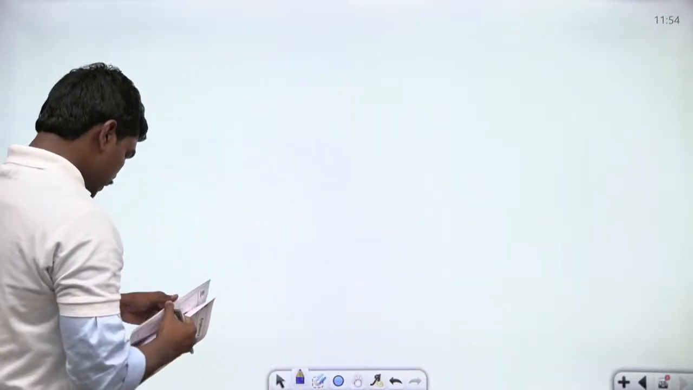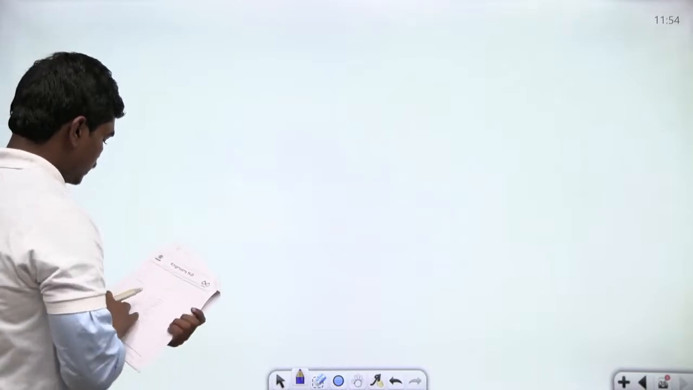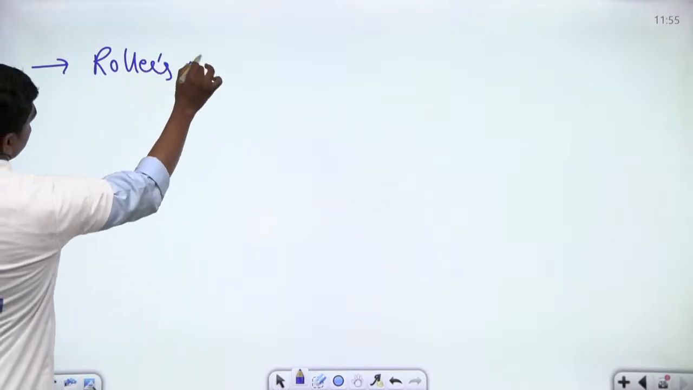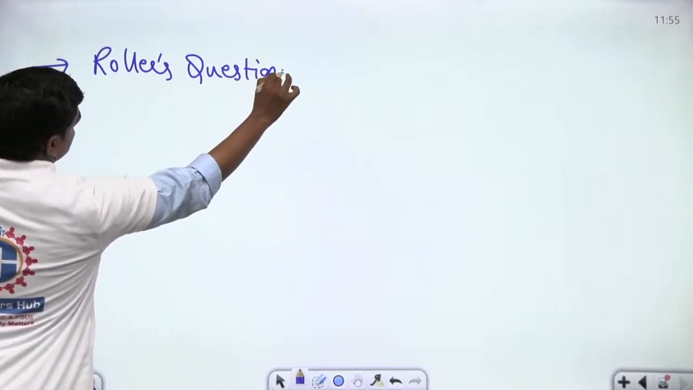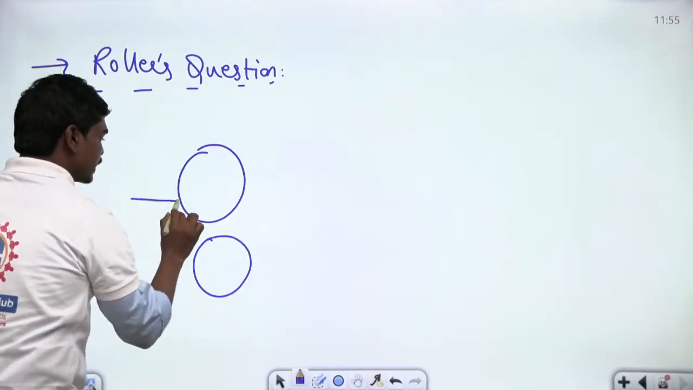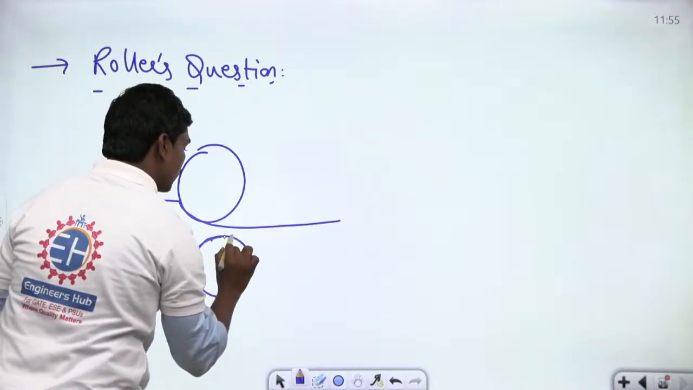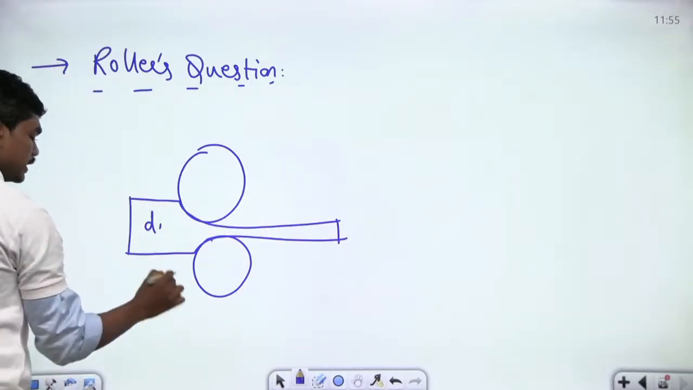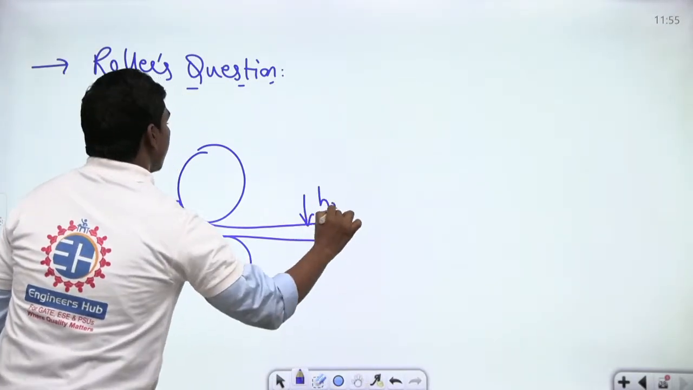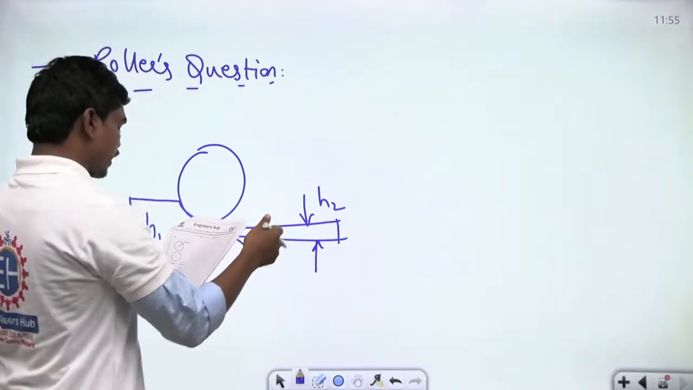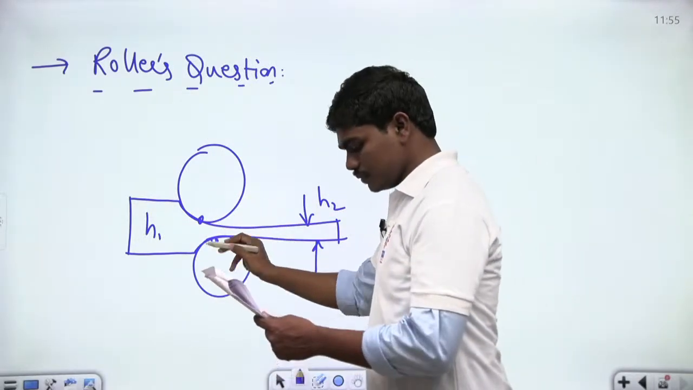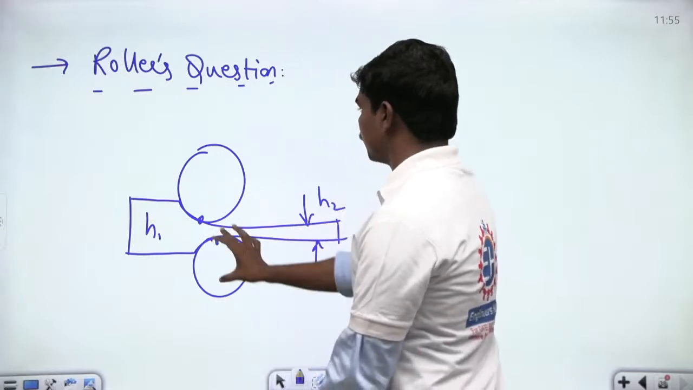So we have a few other questions also. Yes, there is a rolling question that's happening. Basically there are two rolls and there is one material that's getting rolled in between. Correct? They have also given you the reduced thickness and everything, h1 or H1, H2. A few times it's represented by h1, h2 in a few books. So this can be treated as h2, and they are asking you what is the force required to maintain this rolling to happen.